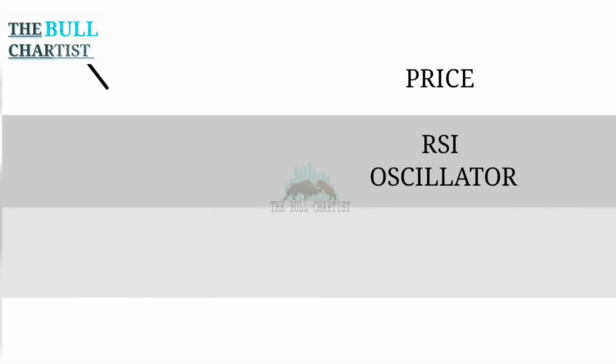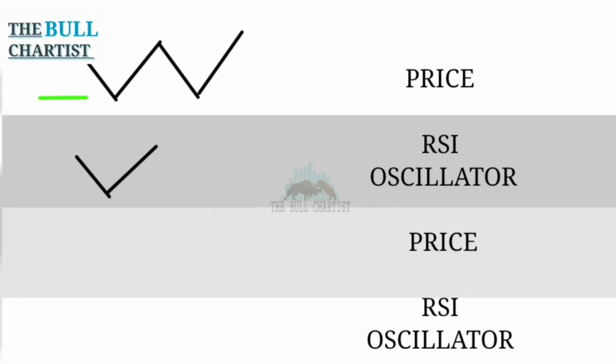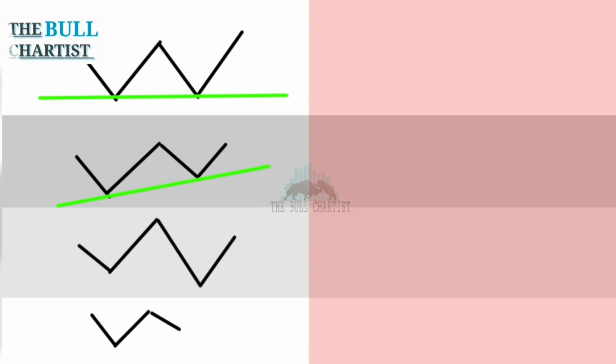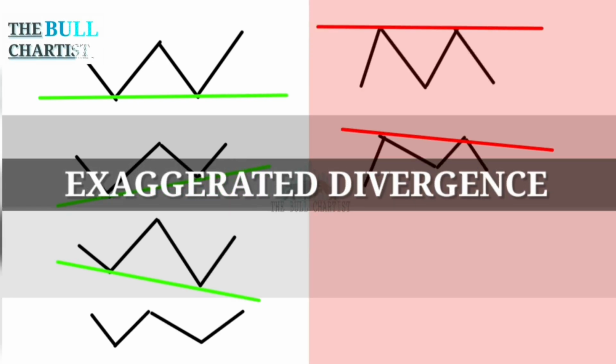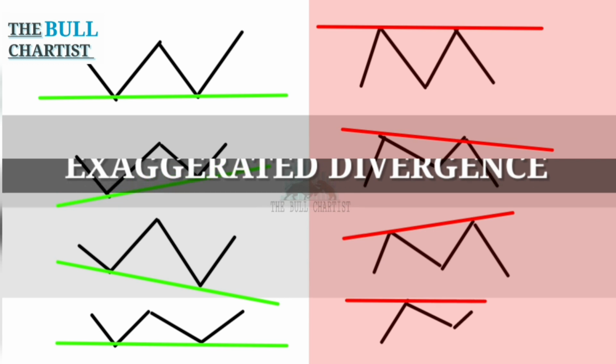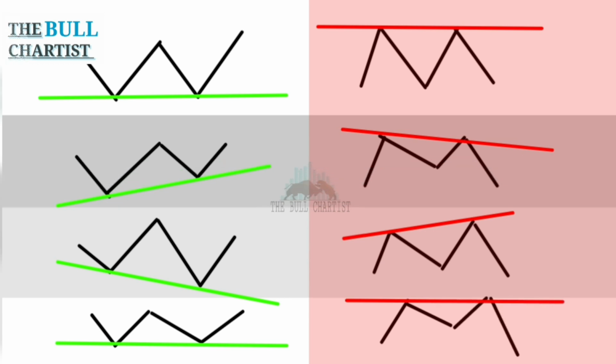An exaggerated divergence occurs when either the price or the RSI shows equal highs or equal lows, while the other shows difference in highs or lows from the previous ones.